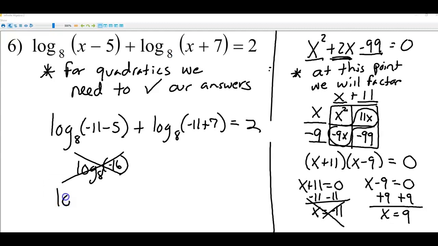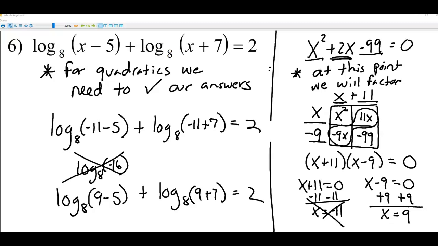What about 9? If I were to plug in 9, that was my other answer over there. Would that be okay? Yeah. Both of these come out okay. This is a positive 4. That's a happy situation. And that's a happy situation. So negative 11 is a false answer. We throw it away. 9 is a real answer, so we'll circle that and call that our answer.